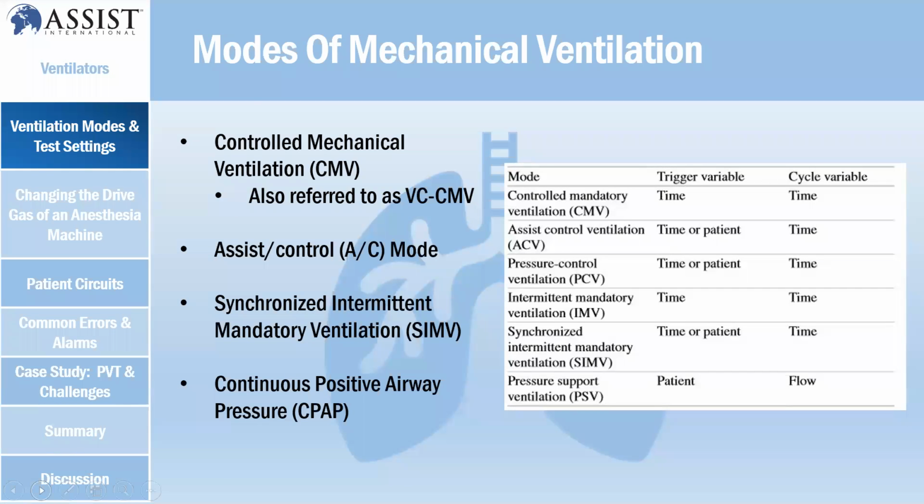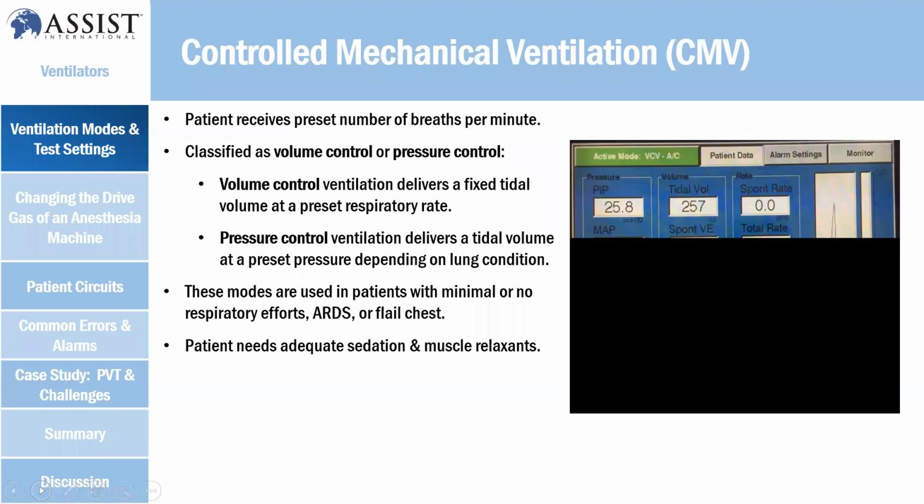So these are some of the modes that you're going to see. When you talk about control mechanical ventilator, it can be volume control or pressure control. With volume control, the ventilator delivers a fixed tidal volume with a set respiratory rate. Pressure control delivers tidal volume and pressure depending on the lung condition. So these are the two types that you're going to normally see on a ventilator.